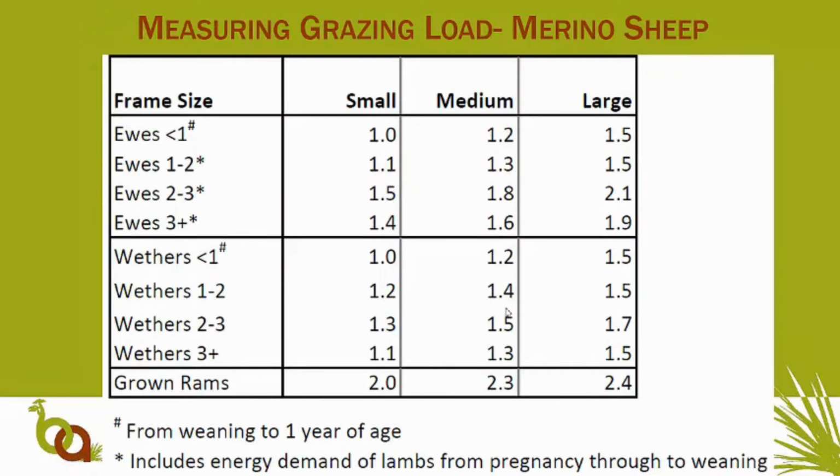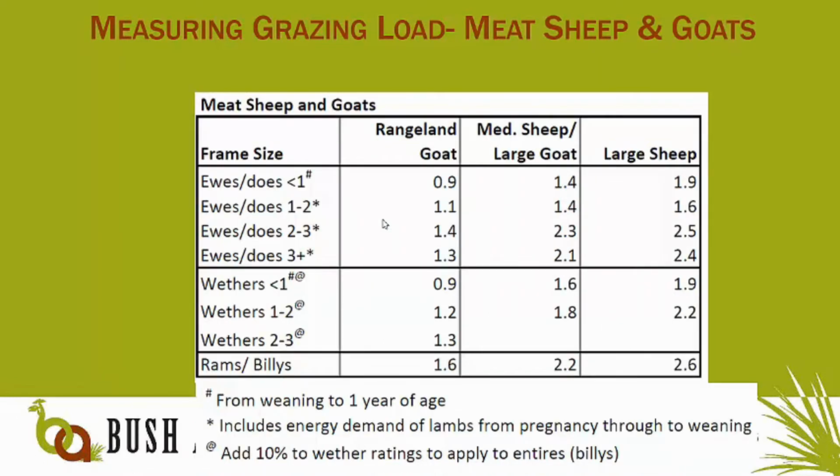A couple of things here: the weaner classes that are less than 1 year old, that's from weaning to 1 year of age. The lambs are included with the female from birth, also for the pregnancy, birth and lactation to the point of weaning. So these female classes there do have the lamb included in there until weaning, but that's a ready reckoner. For whatever frame size you want to apply, you can have a DSE rating to apply to each class of animal you've got there and help calculate your grazing load.